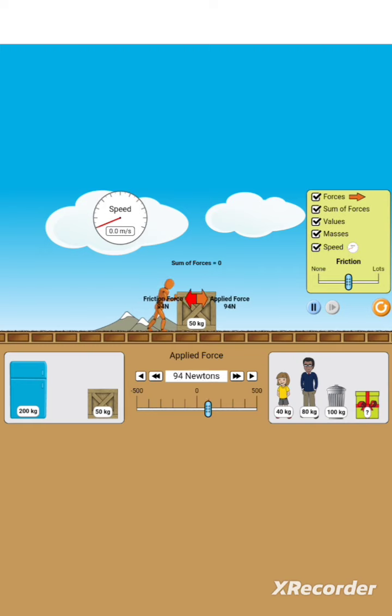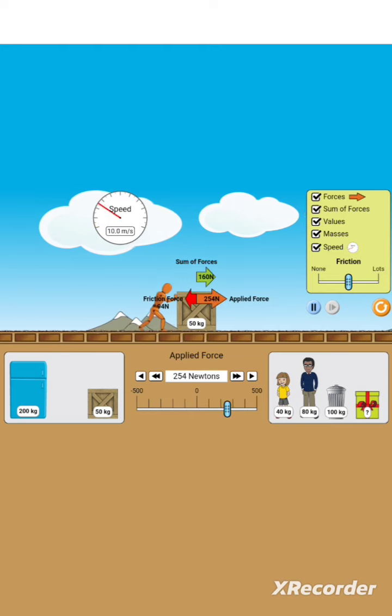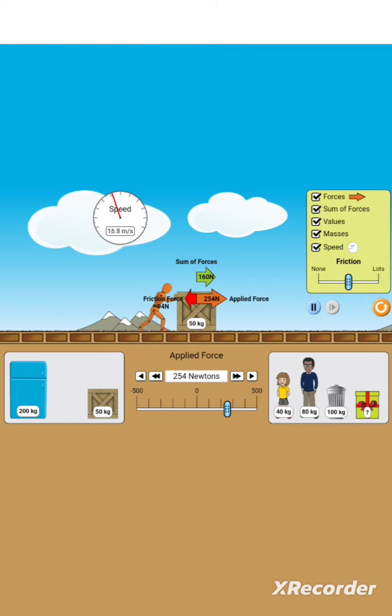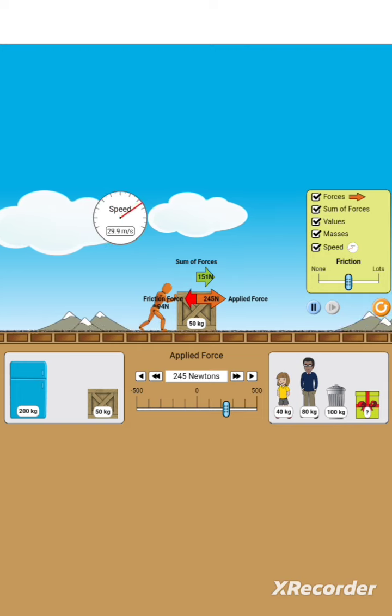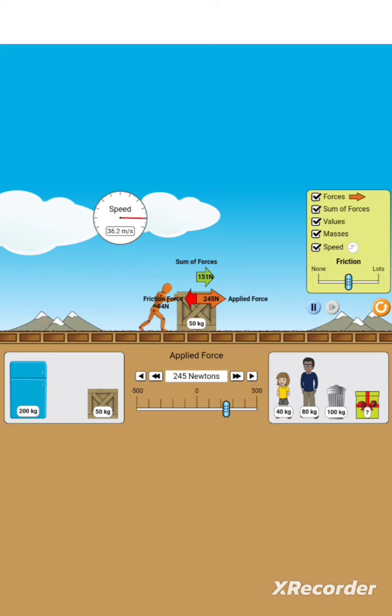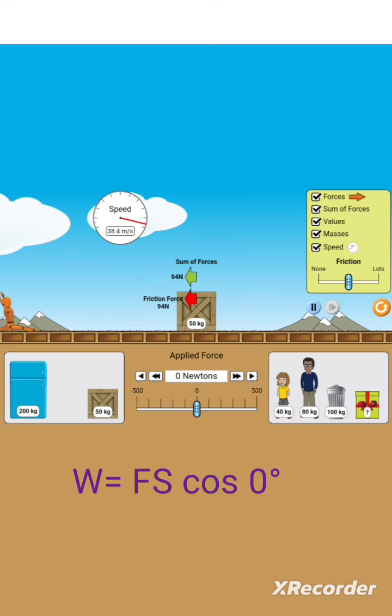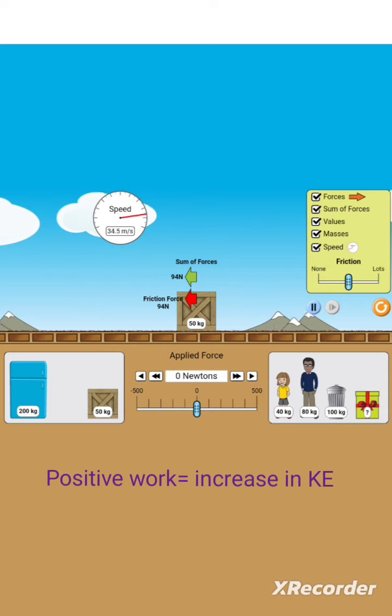I'm applying this small force, but the box is not moving. In this case, we say work done by the muscular force is zero. Now let me apply large amount of force to overcome the friction. Yeah, now the box is moving and work done by the force is positive because both force and the displacement are in same direction. And when we do positive work, kinetic energy increases.